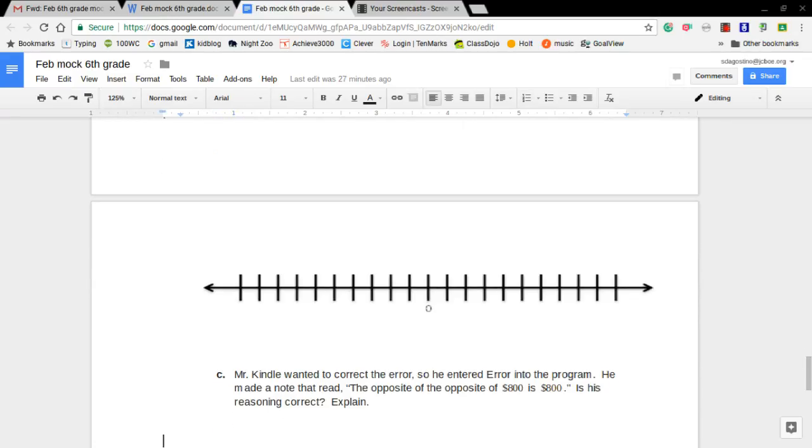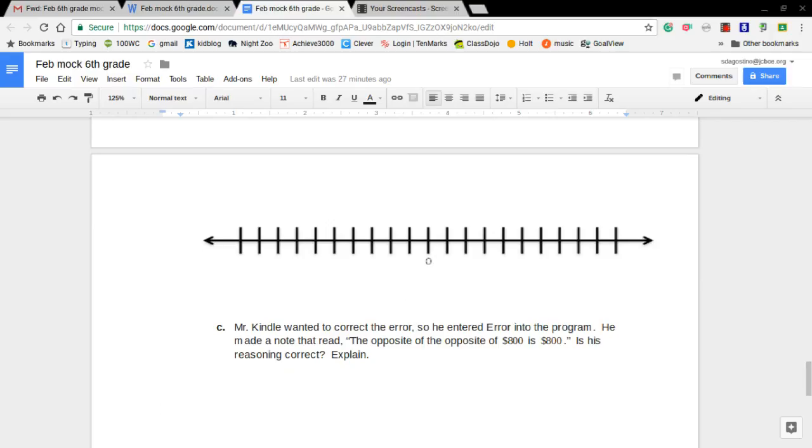C. Mr. Kindle wanted to correct the error, so he entered the error into the program. He made a note that read, the opposite of -$800 is $800. Is his reasoning correct? Explain.